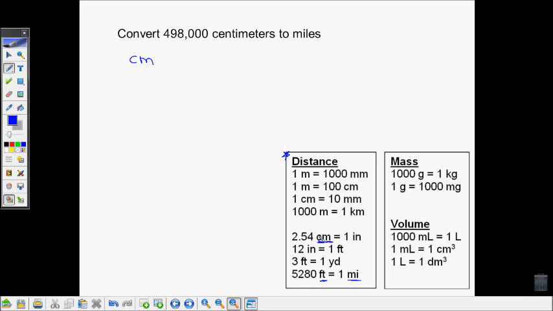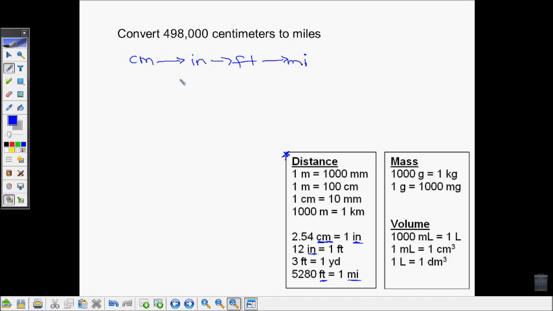So I somehow need to get from centimeters so that I can get from feet to miles. What would be in between? Well, this is converting to inches. Why don't I go from centimeters to inches, then to feet, and then to miles? So that will be my flow chart. Centimeters to inches to feet to miles.